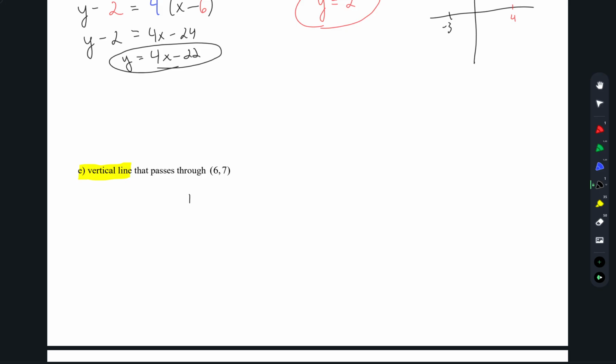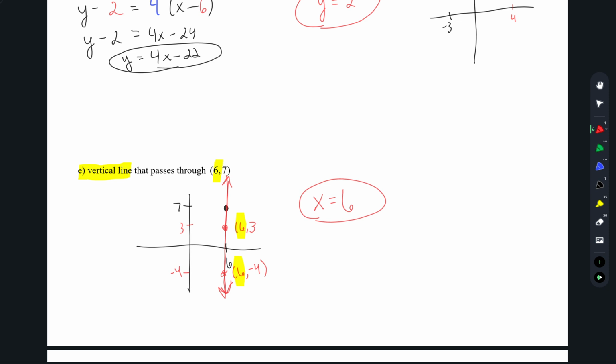Okay. So then obviously you can do process of elimination for this one. If you have a vertical line going through 6 comma 7, we've got a vertical line here. And again, say you totally forgot whether it was x equals or y equals. Make up another point. Say this point would be 6 comma 3. This one would be 6 comma negative 4. I'm just making up points that would be on that line. And the equation is whichever, x or y, is the same. So this one's going to be x, and it's going to equal 6, because 6 is the one that's the same all the time.